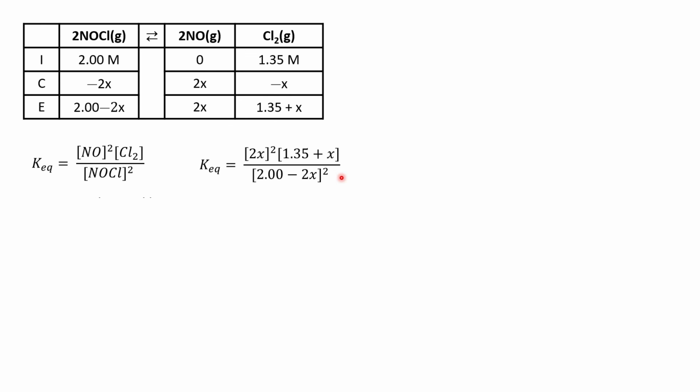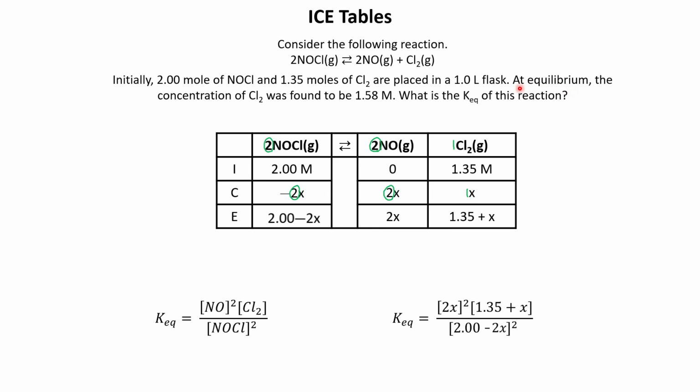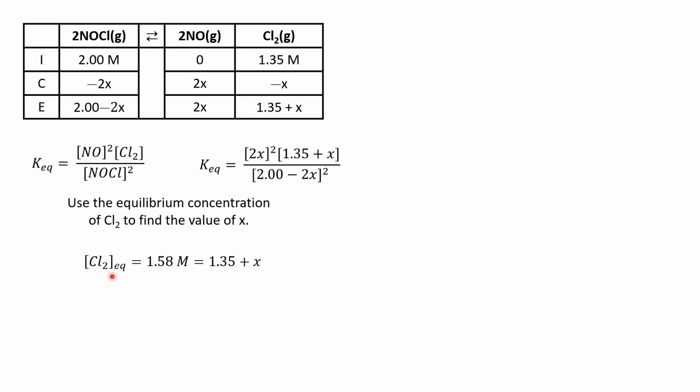So we are actually going to find the value of x by using our equilibrium concentration of chlorine. So remember, back in our original problem, let's go back. If we look at our original problem, we know that at equilibrium, the concentration of chlorine was found to be 1.58. This is the piece of information we need to eliminate one of our variables so we can solve for KEQ. Okay, so our equilibrium concentration of chlorine is 1.58 molar, but that equals 1.35 plus x. Again, I'm just pulling from my ICE table. I can solve this expression for x, and I get x equals 0.23.